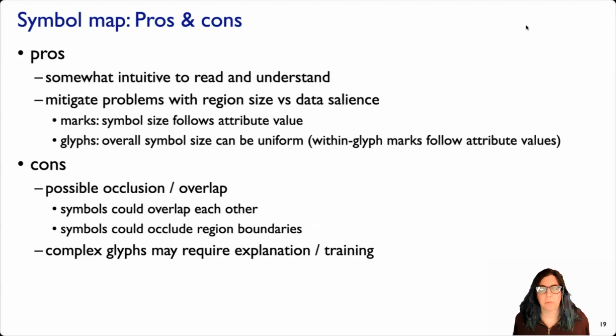Okay, so what's bad about those symbol maps? Well, their strength is also their weakness. You can have overlap. So the symbols could overlap on top of each other. They might actually get in the way of even being able to perceive the region boundaries. And complex glyphs might require some sort of explanation or training.